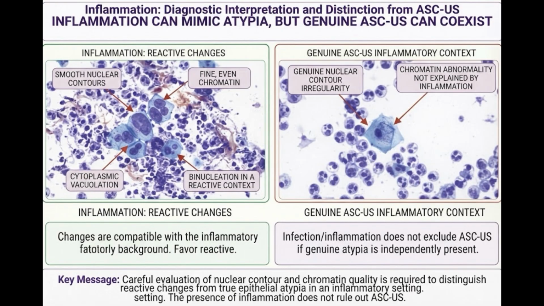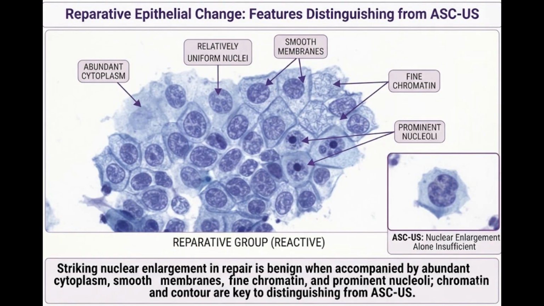A reactive interpretation is favored when the nuclei remain relatively smooth, the chromatin is fine and evenly distributed, and the changes are compatible with the inflammatory background. Infection or inflammation does not, however, exclude ASCUS if genuine epithelial atypia is independently present. Repair may produce striking nuclear enlargement, but reparative cells typically have abundant cytoplasm, relatively uniform nuclei, smooth nuclear membranes, fine chromatin, and often prominent nucleoli.